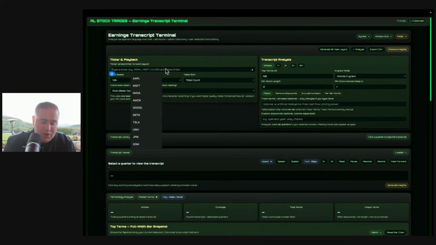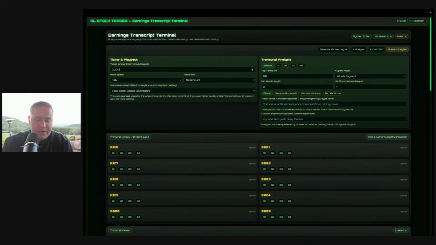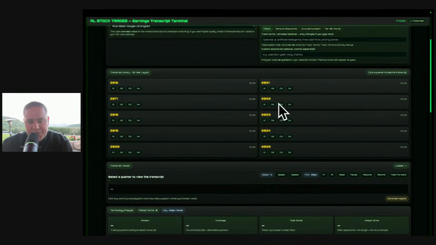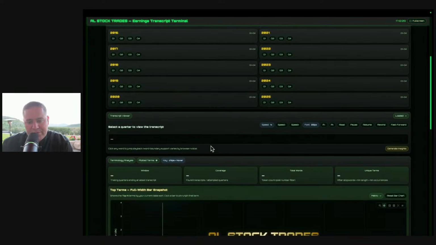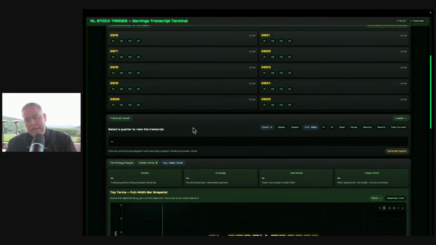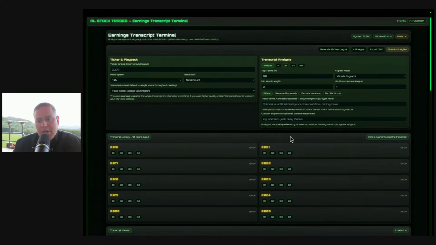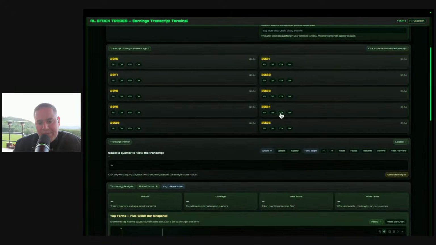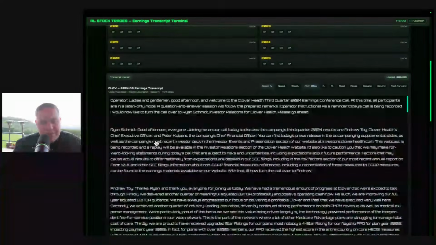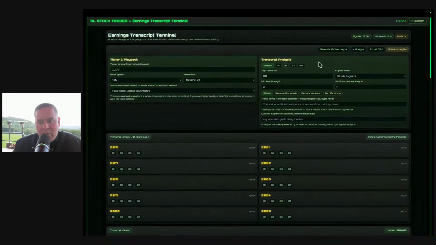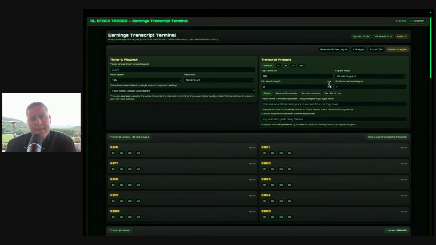What we can do is you go here and type in CLOV, and it loads up these transcripts. You can click on one and the transcript is going to show here. But what I want to do is analyze and load all of the transcripts associated with Clover, and I want to analyze every word that Andrew Toy said, every word that these people have said, and we're about to do that right now.